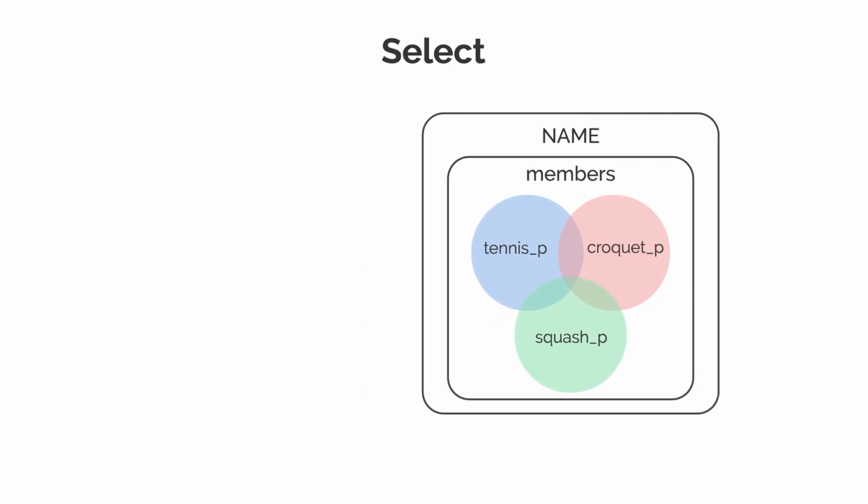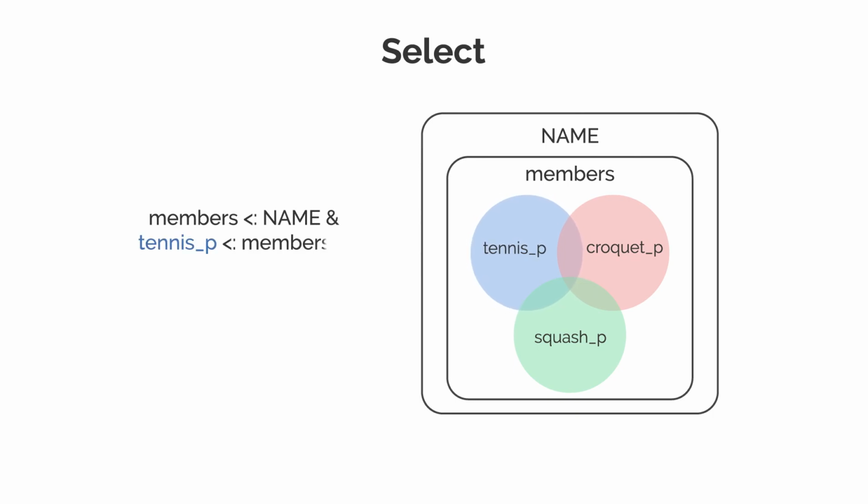Let's consider a set of members from a sports club and subsets tennis P, croquet P, and squash P that contain the members of the club that play tennis, croquet, or squash. There's also the enumerated type status that has 4 elements: tennis, croquet, squash, and non.